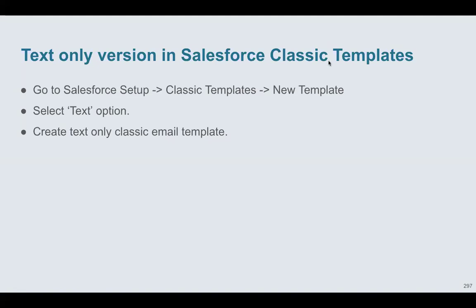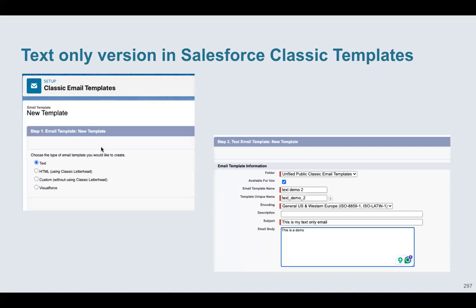So again, if you don't use classic templates, that's okay, but it's good to know what it means. These are the very old version of Salesforce templates, in which you have to go to Salesforce setup, classic templates, new template, and there's a text option. Here you can only create a text version, no HTML, just to let you know. So if you want to send out only a text version, that's fine, but this is the only approach you can do. And this is just a screen, as you can see, text only version, and then you can add your text into the email body.